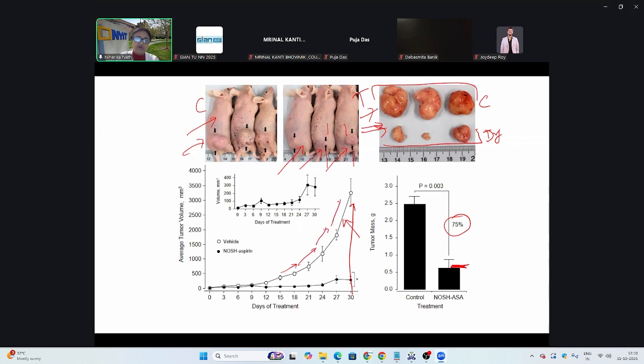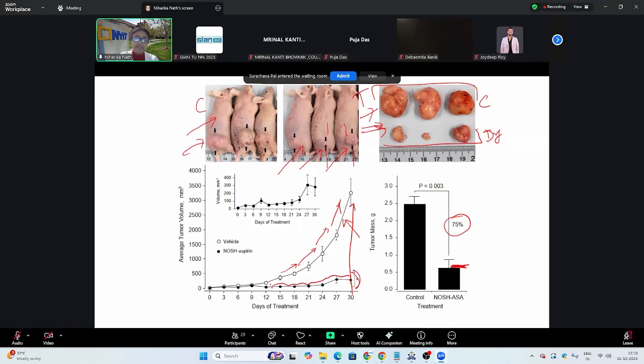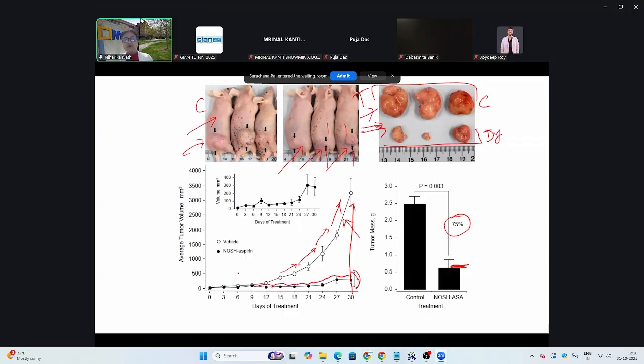In the control group of the animals, the tumor size kept on going big, whereas in the one that we did the treatment, the tumor size just stayed the same. This tumor size stayed very small.